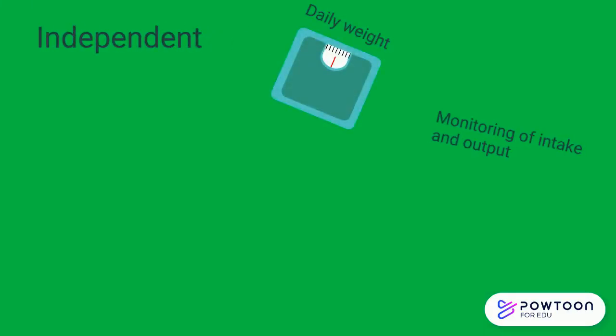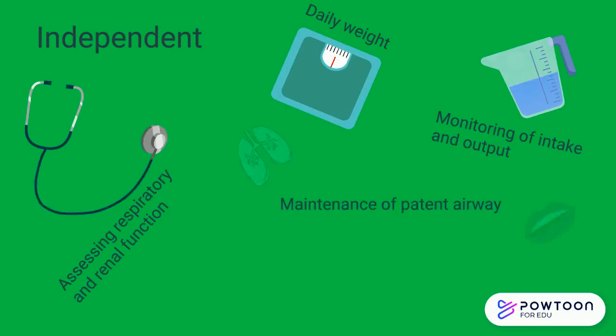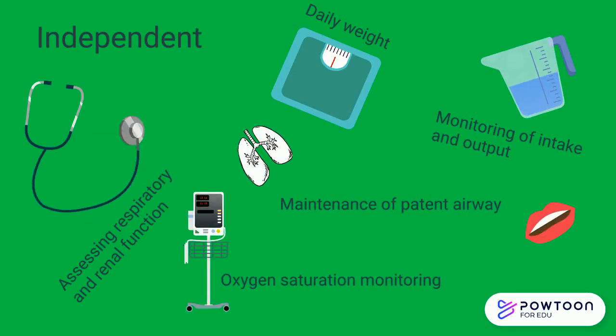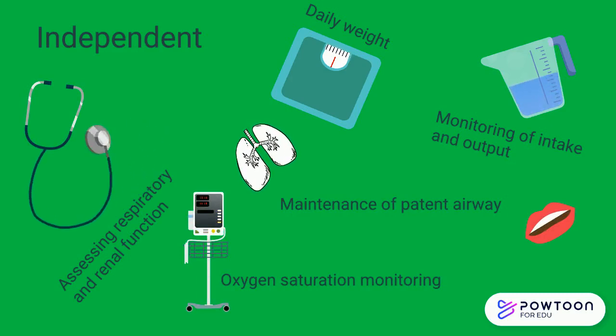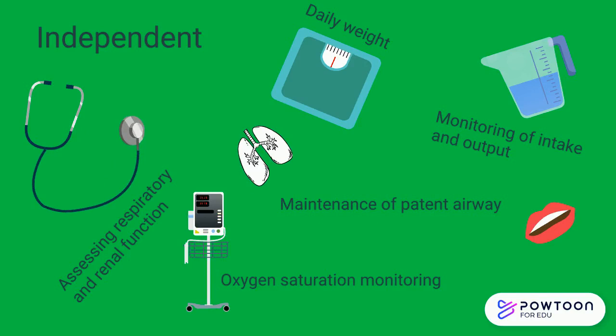Here are some independent nursing actions that we can do to help our clients with acid-base imbalances or those that are at risk for acid-base imbalances. Assessing respiratory function, checking the renal function, making sure they have a patent airway, monitoring their SpO2, I's and O's, and daily weight.